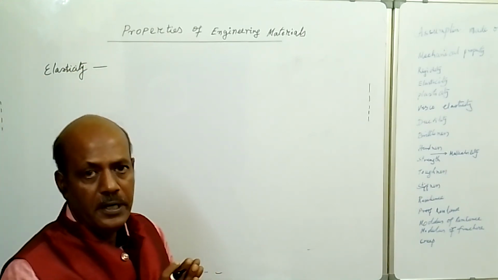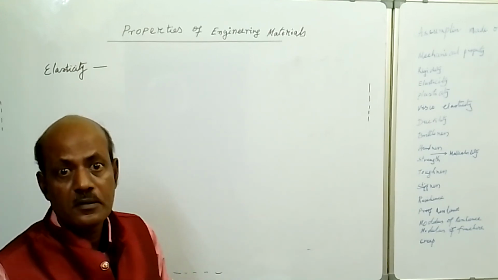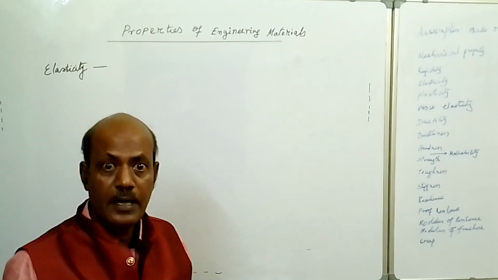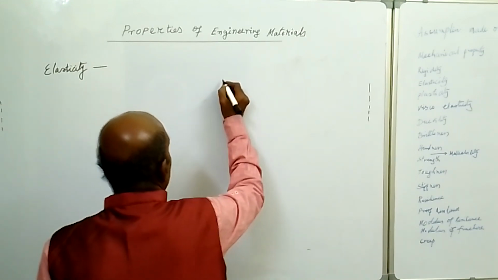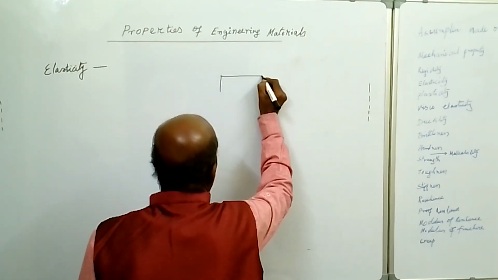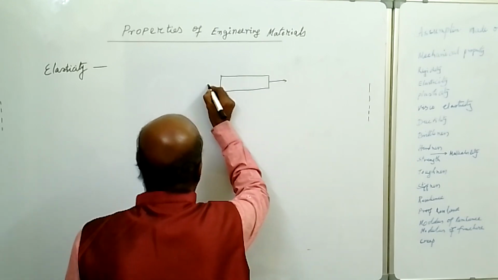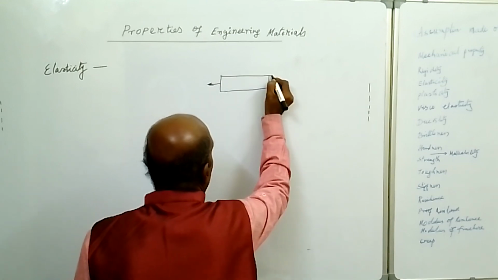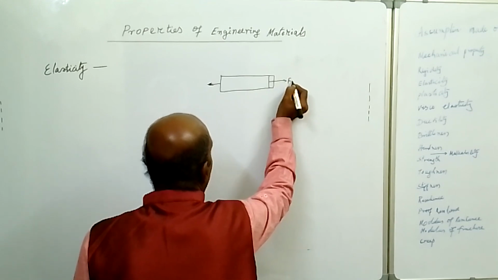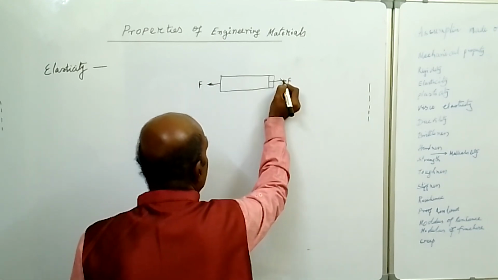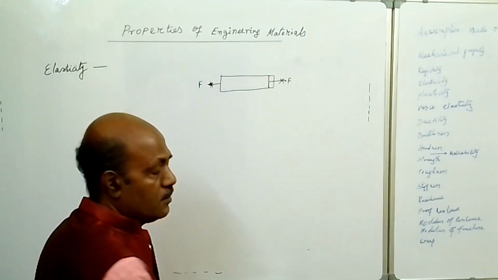So this is the property by virtue of which the body will come back to its original shape and size when the external load is removed. Consider a body under external load. As the load is applied, the body will deform by some amount, and as soon as this deforming force is removed, the body will come back to its original shape and size.